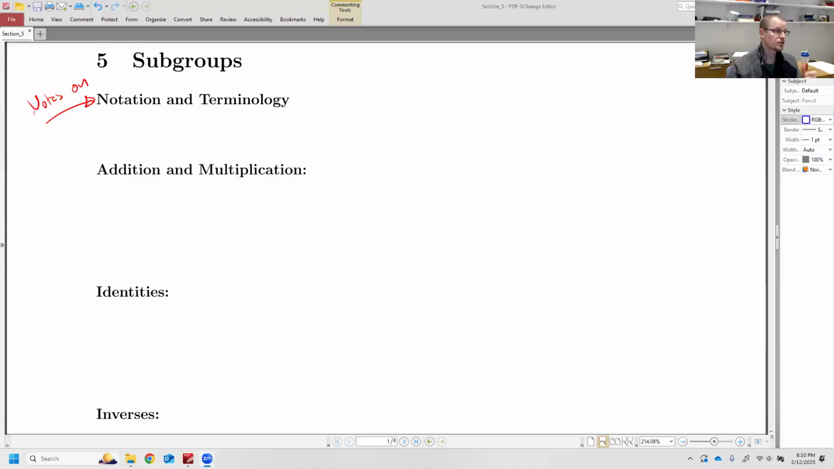Welcome to the office. We want to take a look at section 5 today. So subgroups is what we are interested in here. For subgroups, we're actually going to start off with a conversation on notation and terminology. So I'm saying it's notes on notation and terminology here.